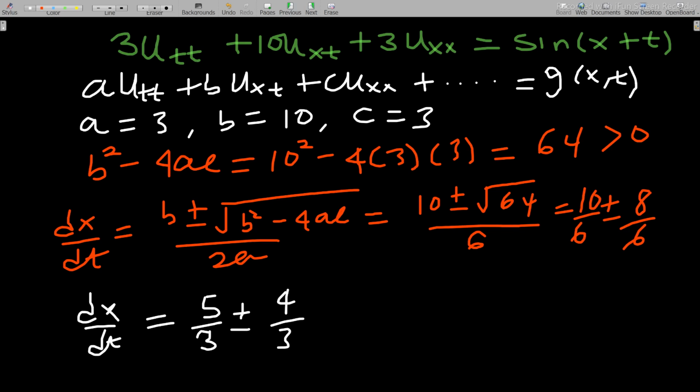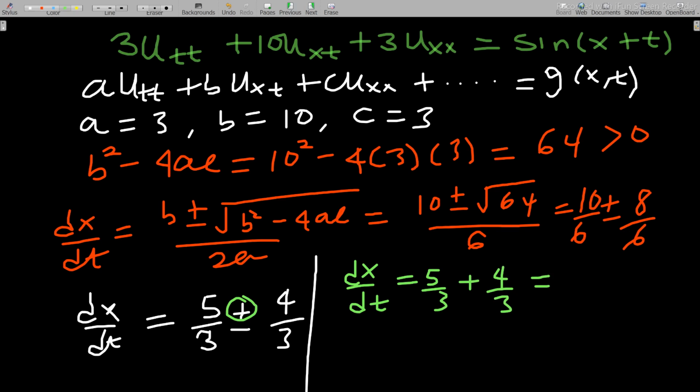Okay, so in the first place, if I consider the positive part, it becomes 5 over 3 plus 4 over 3, which is 9 over 3, and I'll have dx/dt being equal to 5 over 3 in a positive part. We are considering only the addition sign, so I have 5 over 3 plus 4 over 3, and this will give me 9 over 3, which is 3.